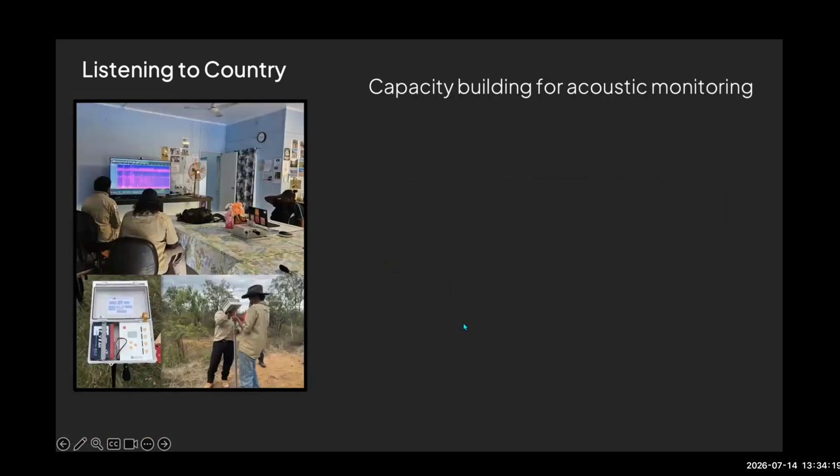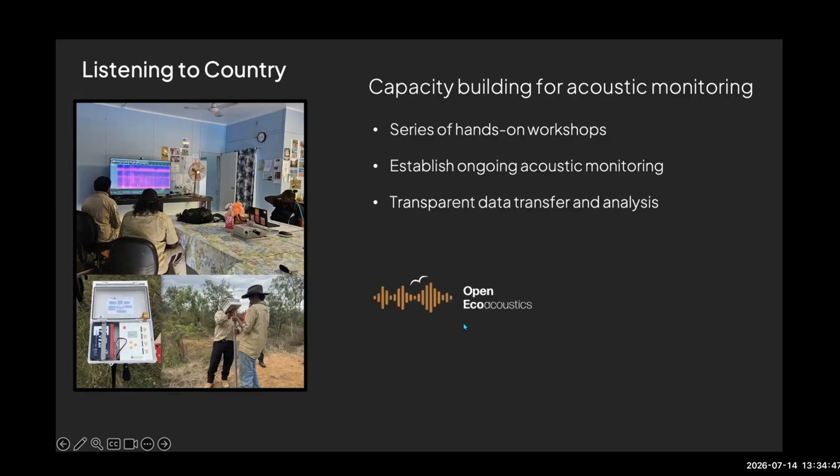Now, so far, we've had the chance to deliver hands-on training to the ranger groups on the principles of acoustic monitoring and recorder deployment, equipment maintenance, and the data management workflows, all in order to establish ongoing acoustic monitoring projects where the ranger groups are able to do everything from start to finish by themselves. It's really important that we make sure that the data transfer and analysis is really transparent and can easily be followed by the groups.